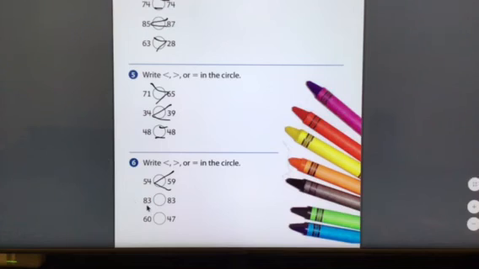Next, you have 83 and 83. When the numbers are the same, they are equal. I hope you said that. So inside here, you're going to put the equal symbol. And lastly, you have 60 and 47. So when you look at the tens place, 60 has a 6 in the tens place, and 47 has a 4 in the tens place. 6 is greater than 4, therefore 60 is greater than 47.